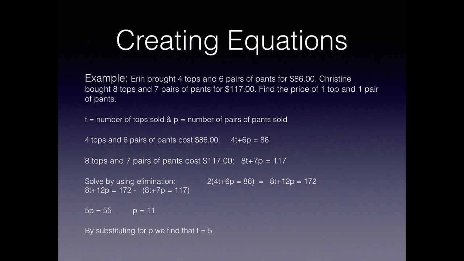Over here I decided to go with the t's because it's easier to convert them. All I have to do is multiply the first equation by 2, and now we have 8t plus 12p equals 172, and all we have to do is subtract them. From that we can see that 7p equals 77, so 1 pair of pants equals 11. When you plug that into one of the original equations, you will find that t, the top, equals $5. So that is a quick rundown of solving equations.